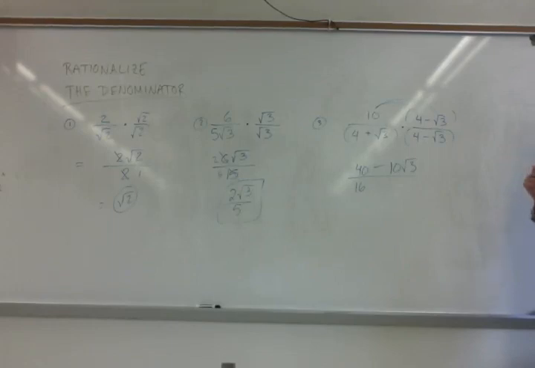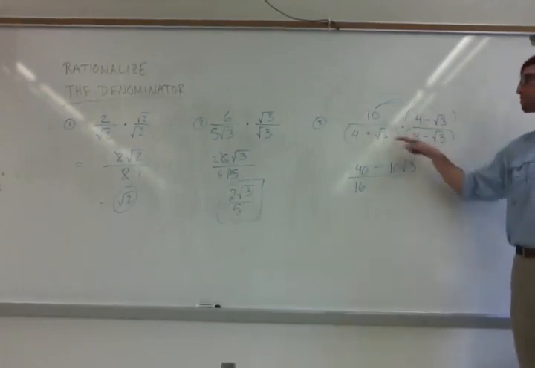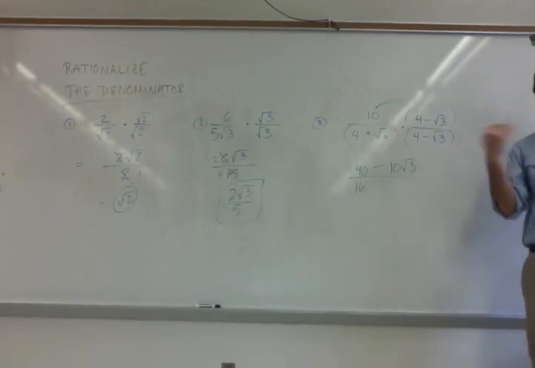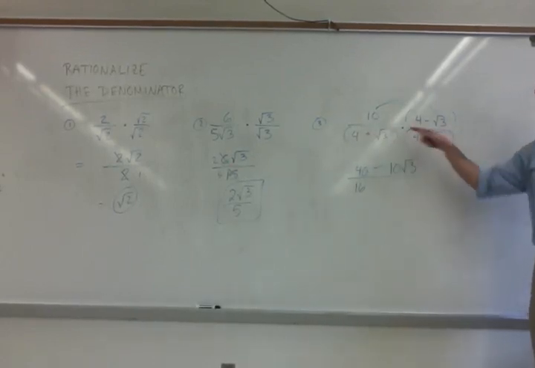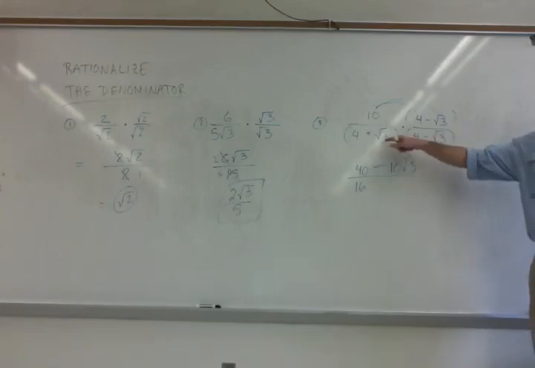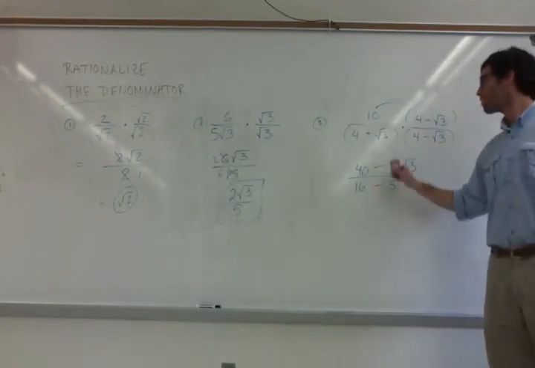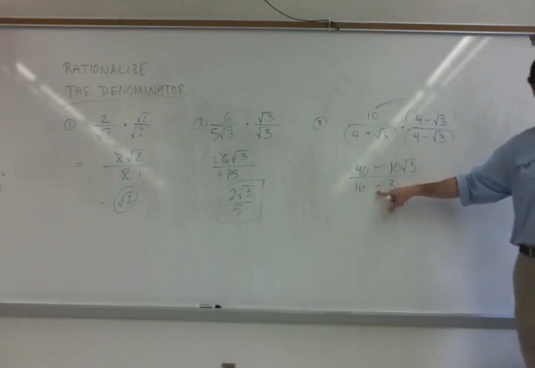When you're foiling with conjugates, same expression but opposite signs, the O and the I of FOIL, the outsides and the insides, will always drop out. Negative 4 root 3, positive 4 root 3. They're done. And then what is positive root 3 times negative root 3? Negative root 9, which is negative 3. Right? Positive times a negative is a negative, so be careful with that.